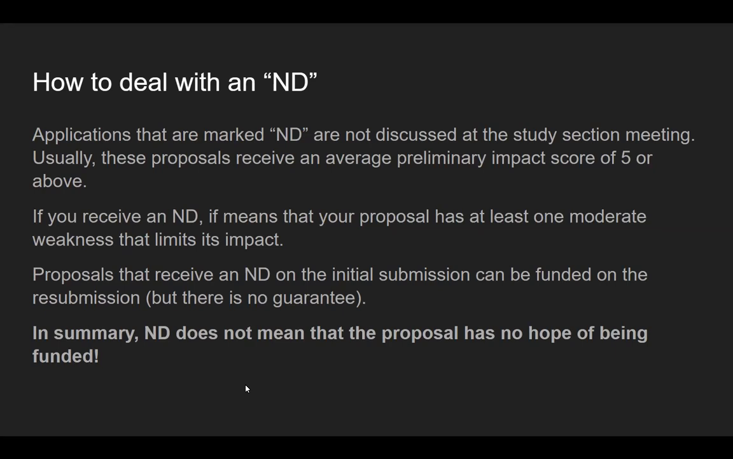How to deal with an ND, not discussed. So applications that are marked ND were not discussed at the study section meeting. Usually that means the proposals received an average preliminary impact score of 5 or above, sometimes 4.5, depending on the study section. If you receive an ND, it means your proposal has at least one moderate weakness that limits its impact. So proposals that receive an ND on the initial submission, keep in mind, can be funded on a resubmission, but there's, of course, no guarantee. So an ND does not mean the proposal has no hope of being funded.